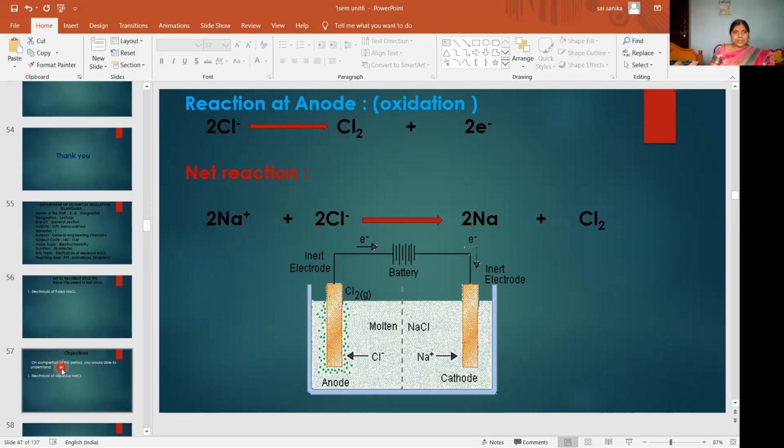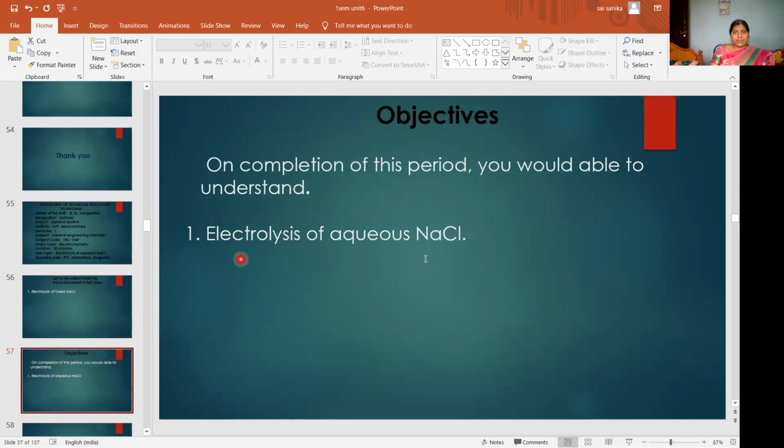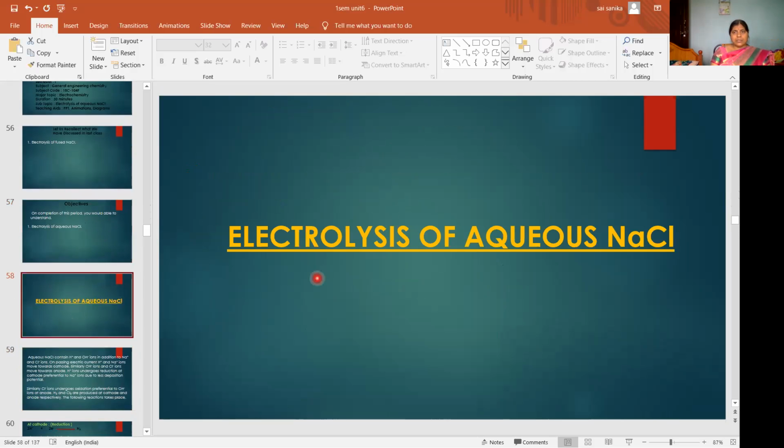Today's topic is electrolysis of aqueous NaCl. The objective is that after finishing this period, you will be able to understand electrolysis of aqueous NaCl. What is the meaning of aqueous NaCl? NaCl dissolved in water, that is, NaCl solution. So we are doing the electrolysis of aqueous NaCl.